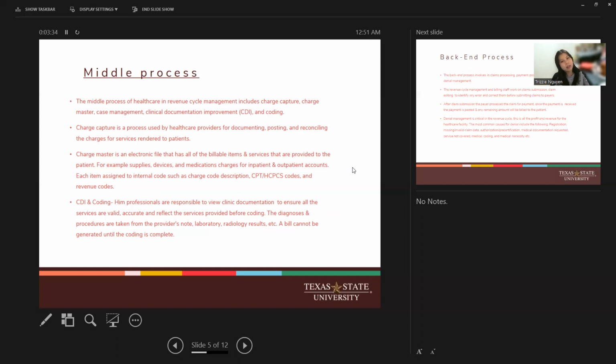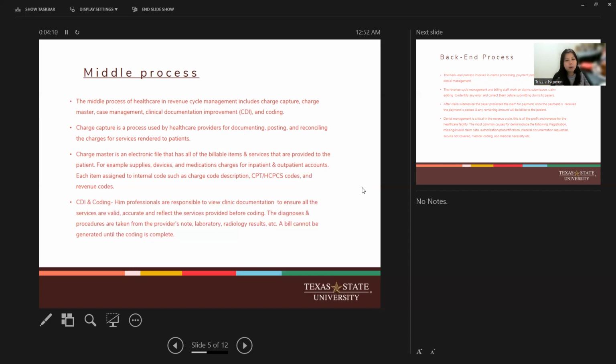And on the other hand, the charge master is an electronic file that has all the billable items and services that are provided to the patient. For example, we will see supplies, devices, and medication charges for both inpatient and outpatient accounts. And on this one, each item will be assigned an internal code such as CPT, HCPCS code, revenue code, charge code description, or sometimes ICD-10-CM.